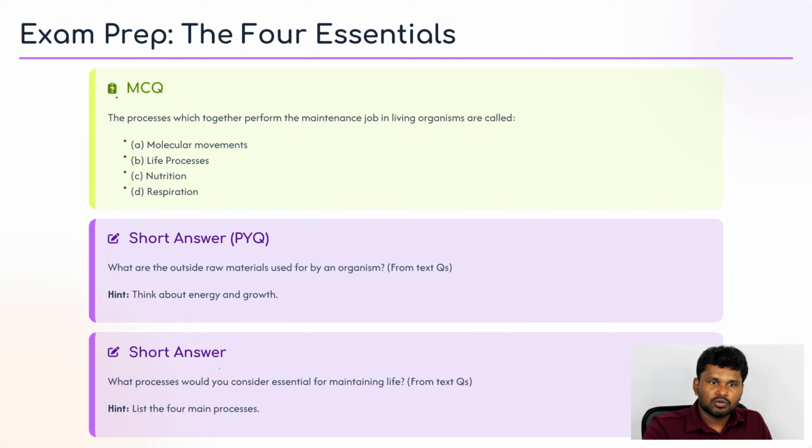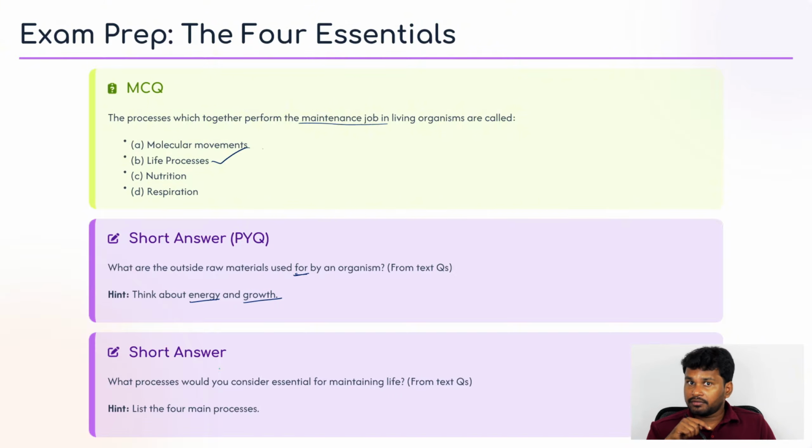Next, let us see some questions regarding this topic which we have discussed just now. The processes which together perform the maintenance job in living organisms are called life processes. That is a very simple definition of life process. Short answer: what are the outside raw materials used by an organism? Think about their energy and growth. What are the outside raw materials used for by an organism? Remember this. What are the outside raw materials used for by an organism? Very simple word. The "for" changes the entire question's meaning.